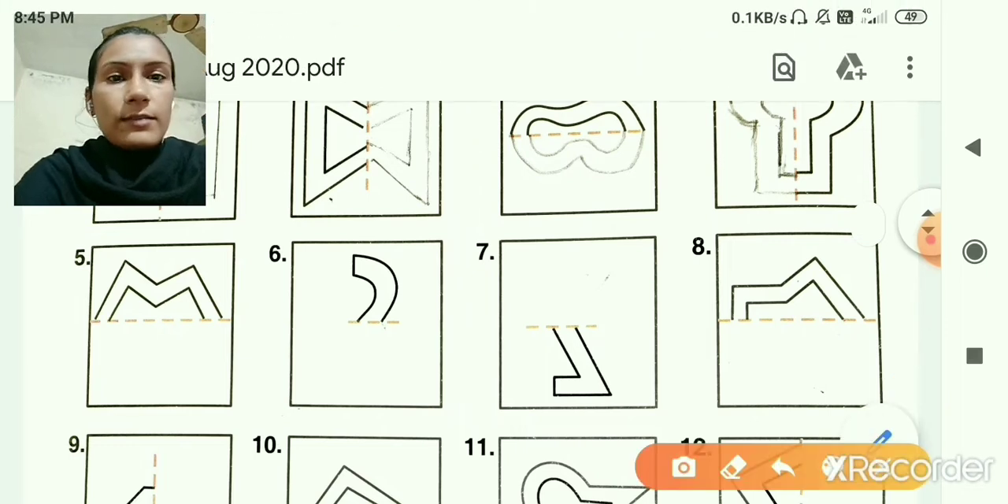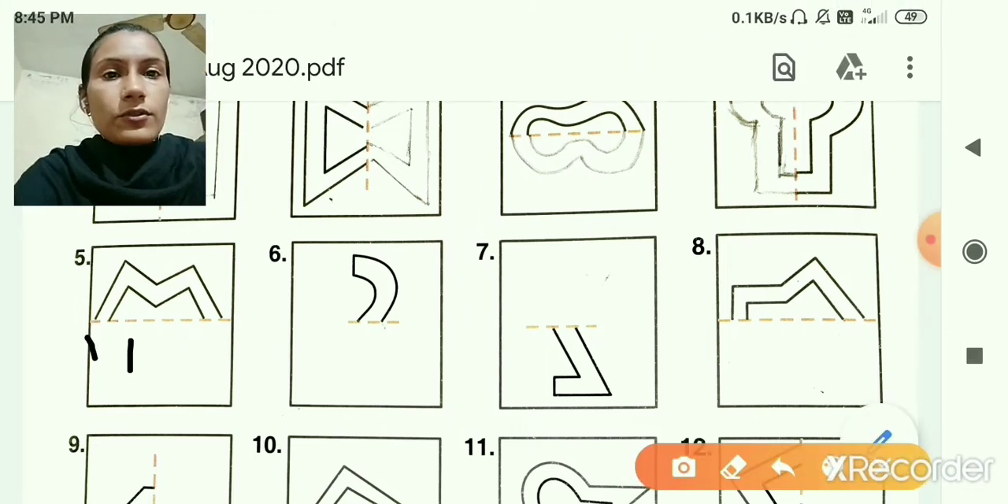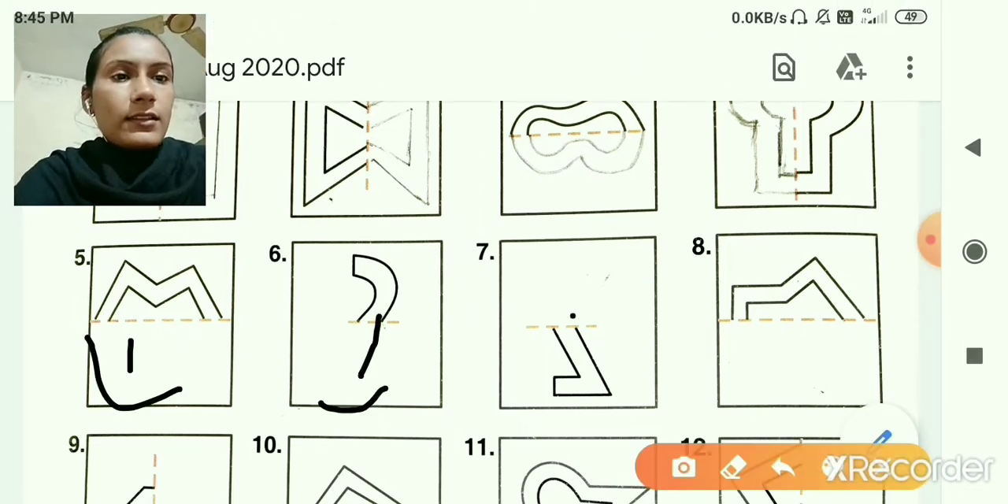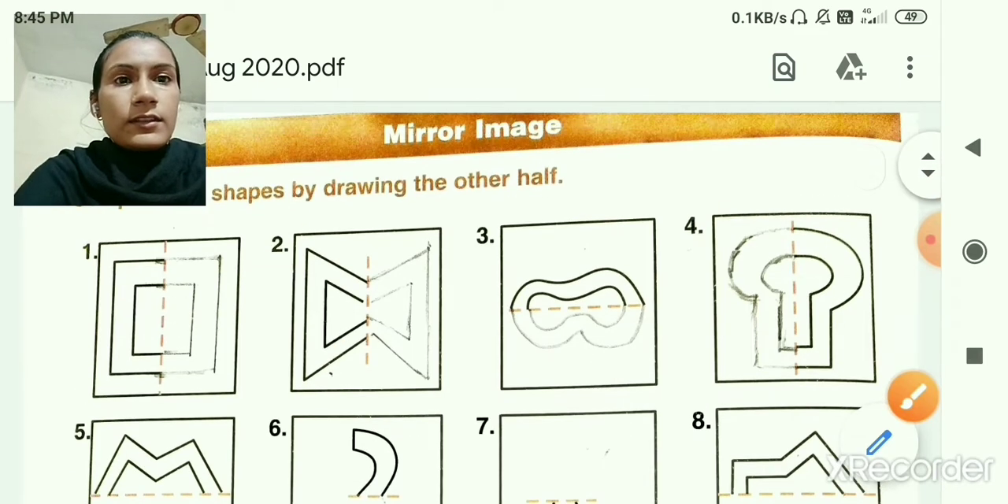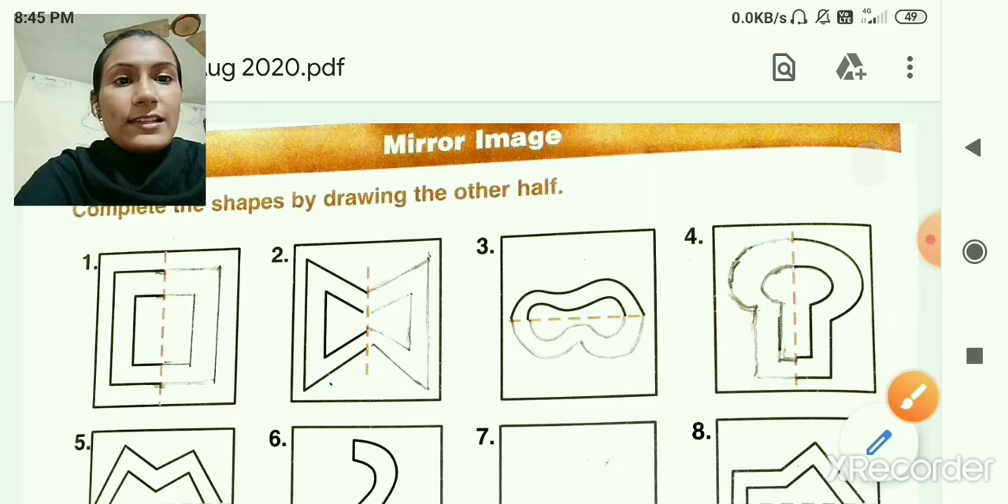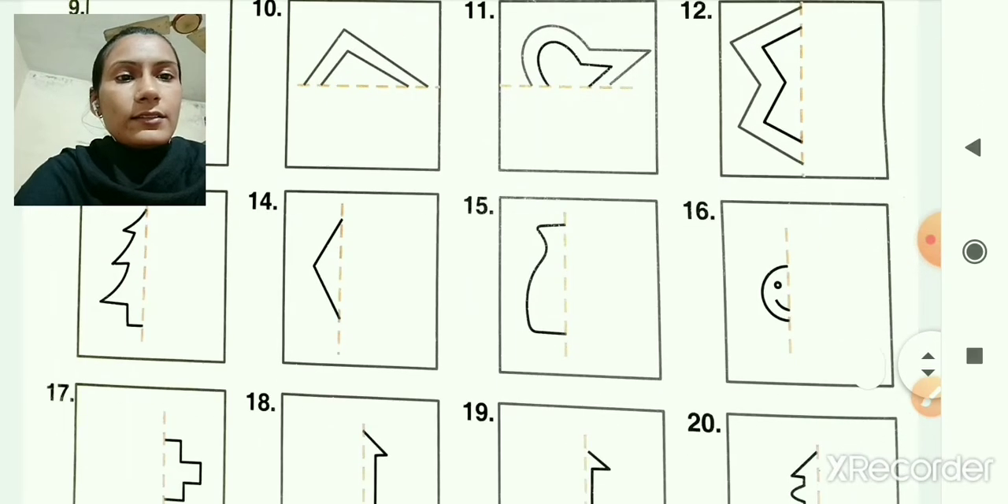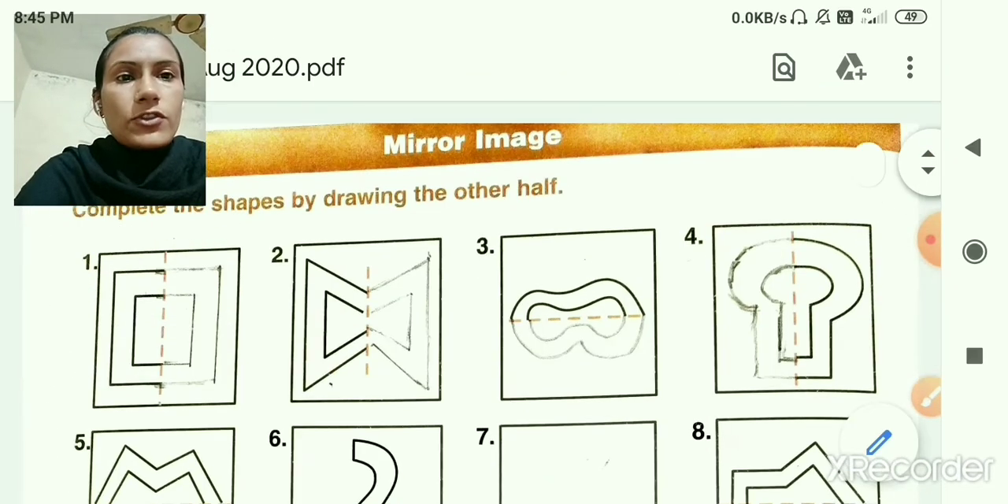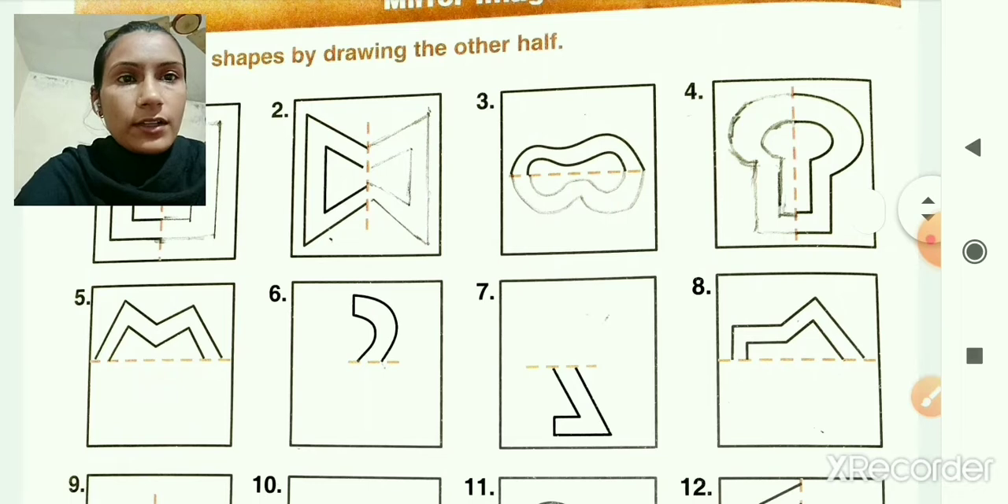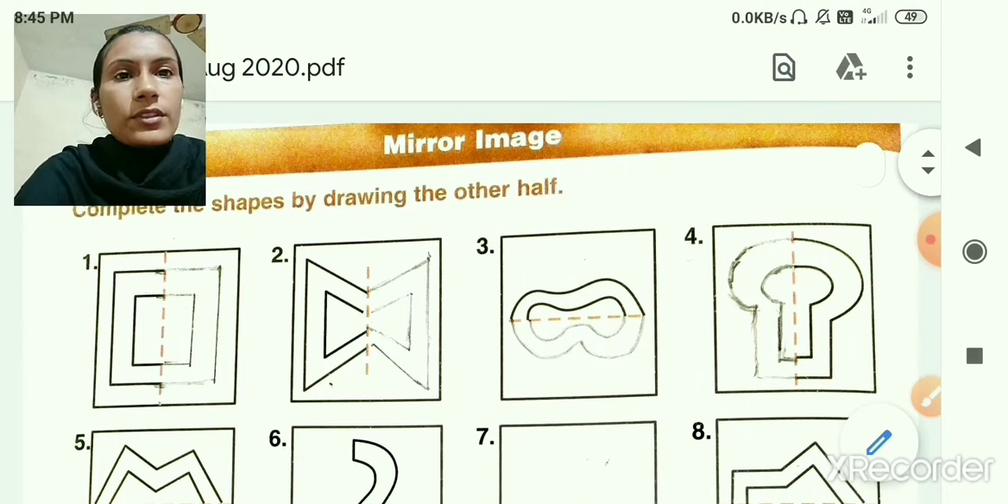Here also you have to do the same, this part you have to draw the same like this. So with the help of pencil and scale, you can complete these shapes by drawing the other half parts. So this one is also your homework. You have to draw these shapes by the other half and complete this shape in your workbook.